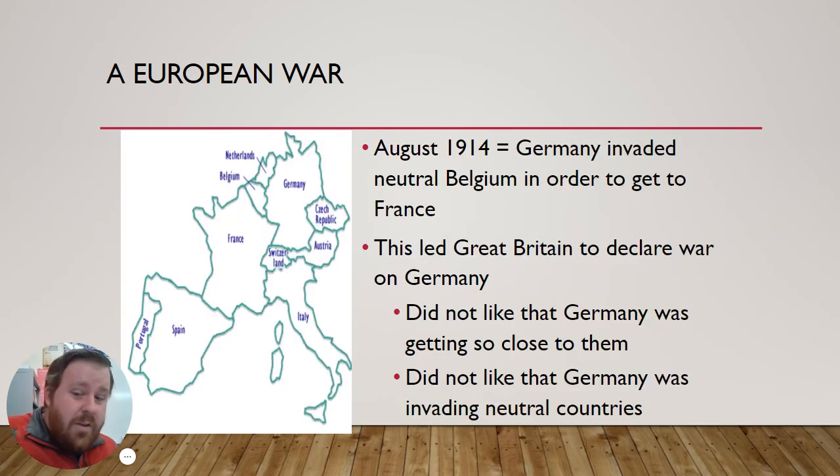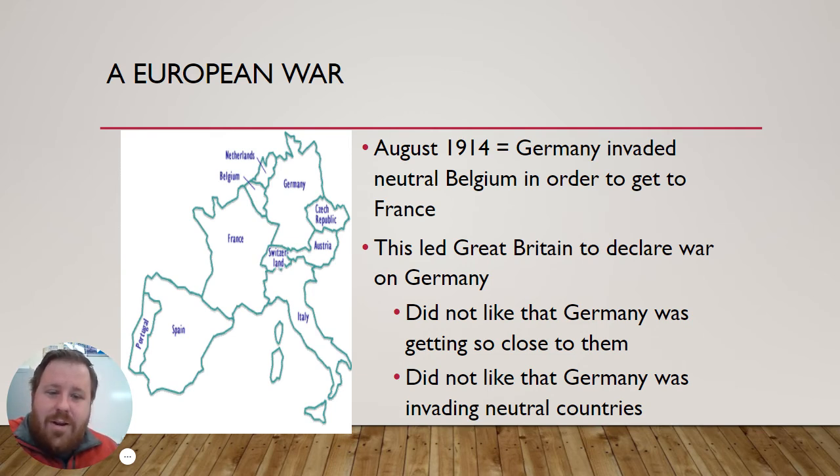Here's why. In August 1914, Germany, who has now declared war on France and Russia, invaded neutral Belgium in order to get to France. And they had this great plan called the Schlieffen Plan, where they were trying to avoid a two-front war. So they were going to take out France real quick and then go get Russia after that. So anyway, that doesn't work. But they have this great plan, and in order to do that, they've got to go through Belgium, which was a neutral country.